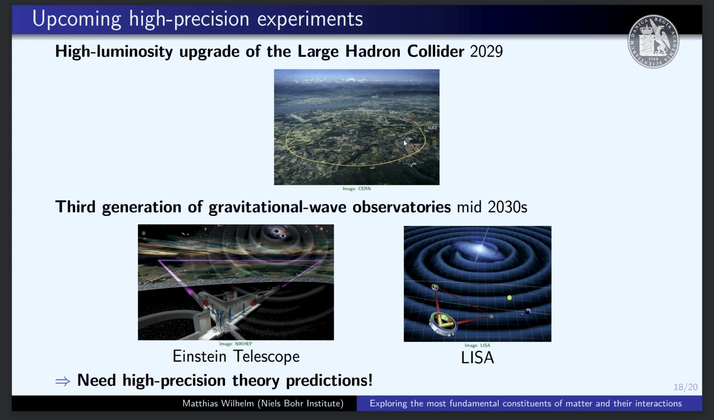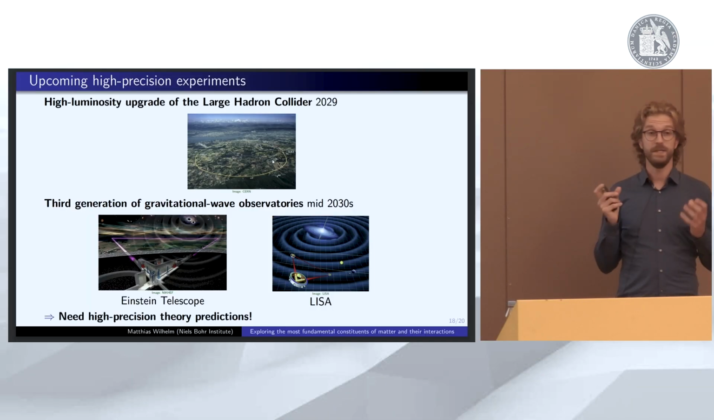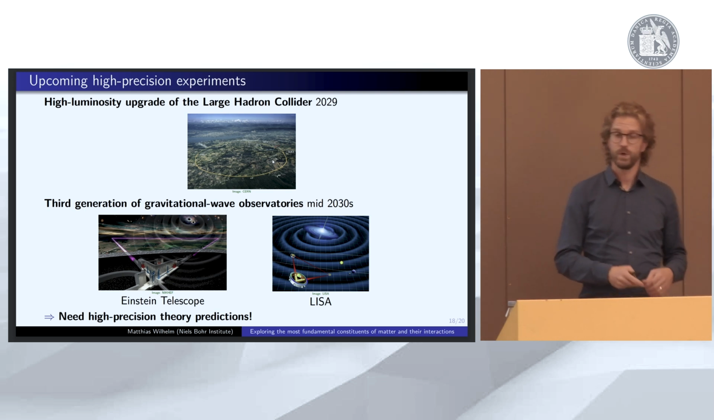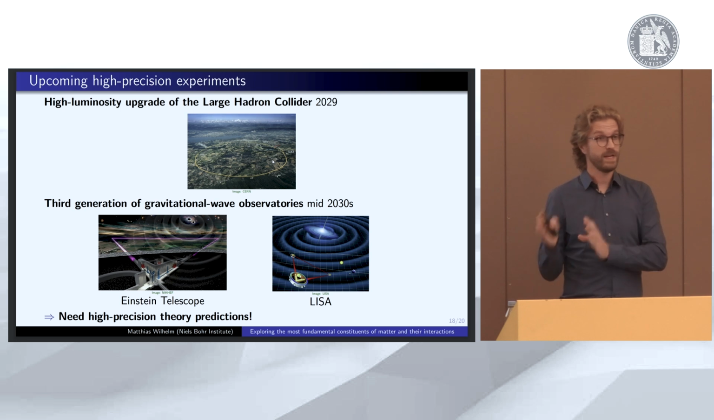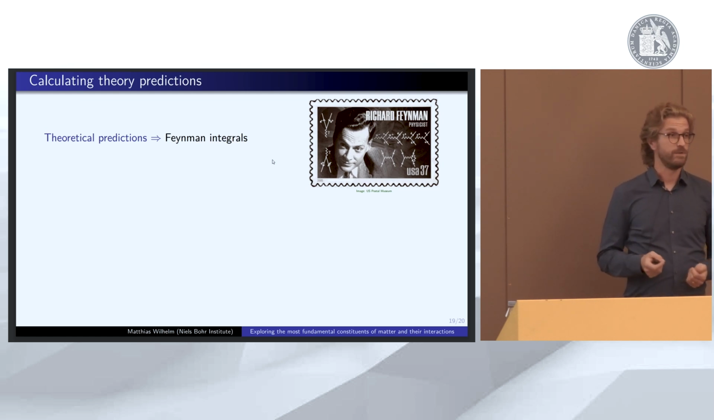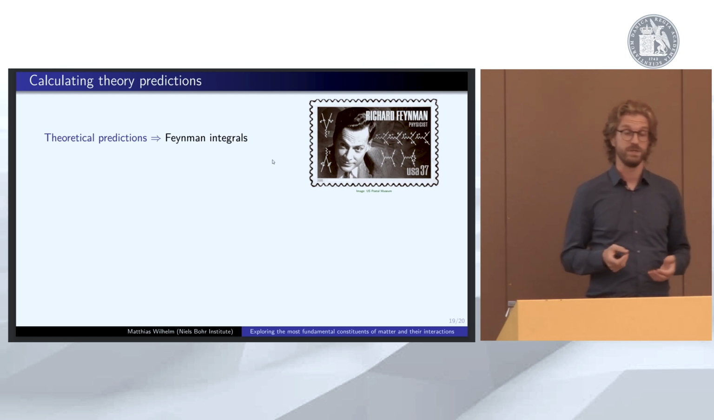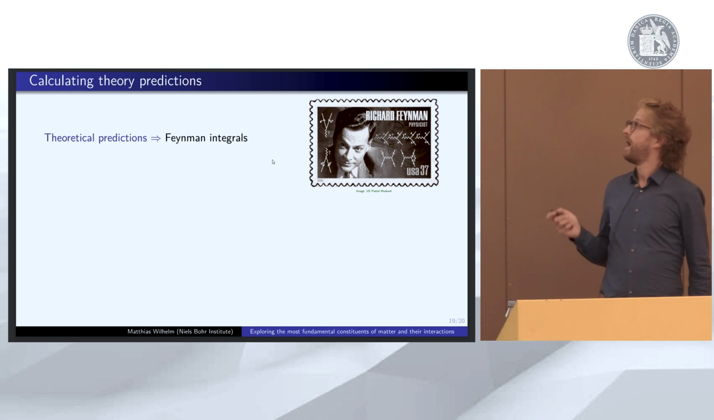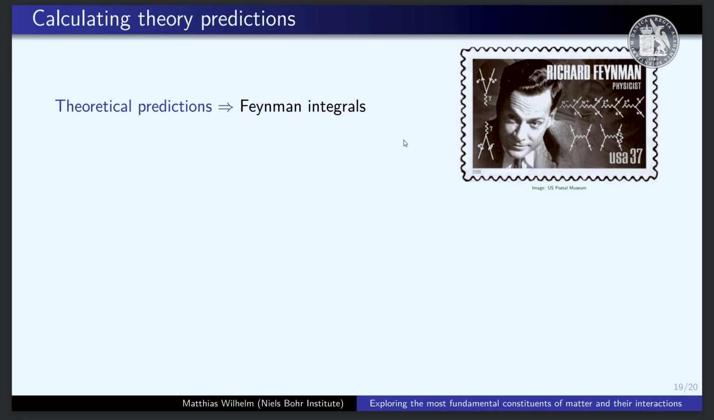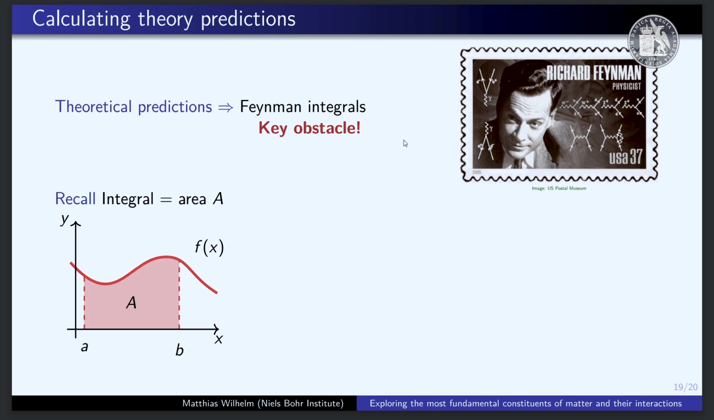To exploit the full discovery potential of these experiments, we need theory predictions of equally high precision to compare the theory to the experiment and discover new physics that way. A key ingredient for calculating those theory predictions in fundamental physics are Feynman integrals. This is both for gravitational waves and for the LHC. However, these integrals are also a key obstacle.